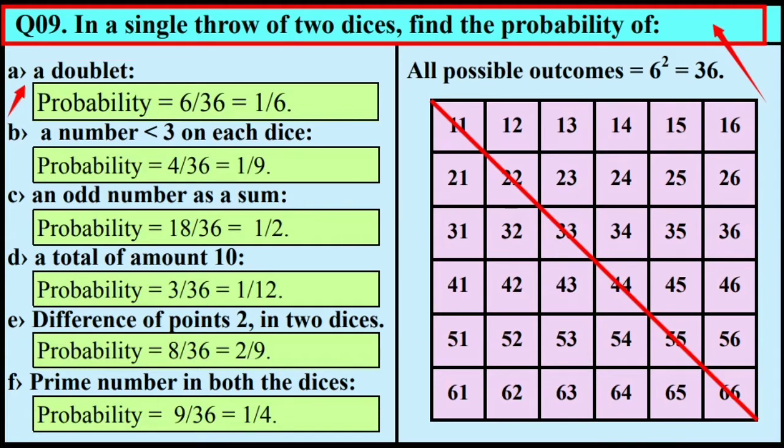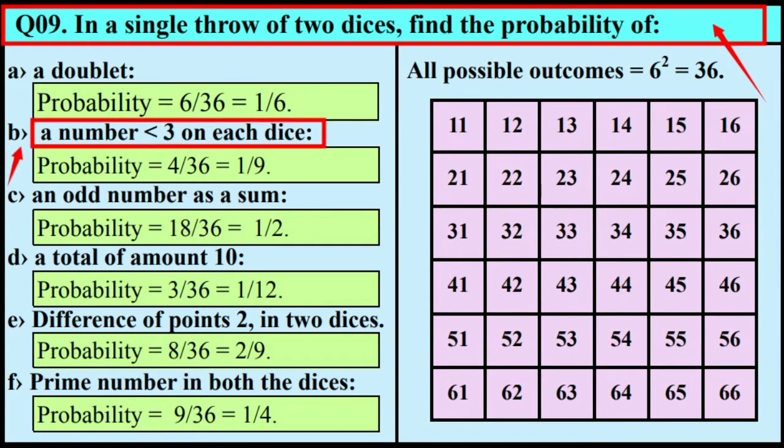Here is a line drawn that is the left diagonal, and the elements that fall on this diagonal are 11, 22, 33, 44, 55 and 66. It means the points obtained in two dice are the same, and a total of 6 such situations are there. Hence, the number of favorable outcomes is 6 out of 36. Therefore, the probability is 6 by 36. And in simplified form, the answer is 1 by 6.